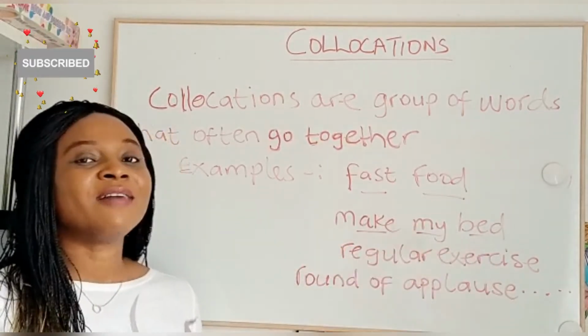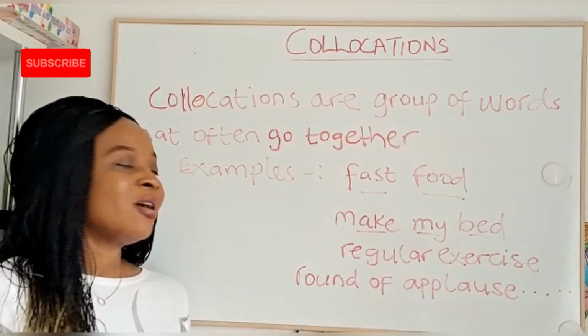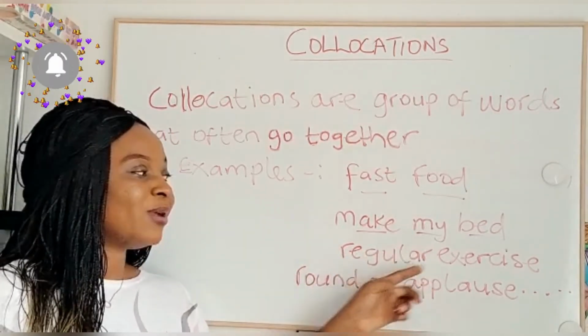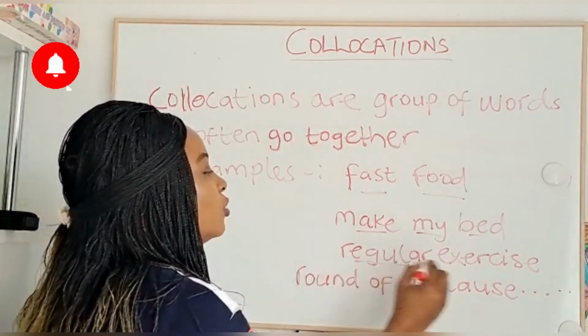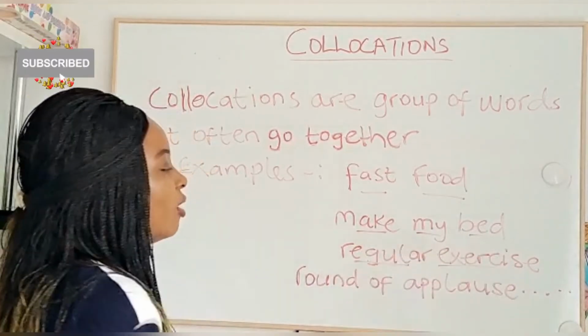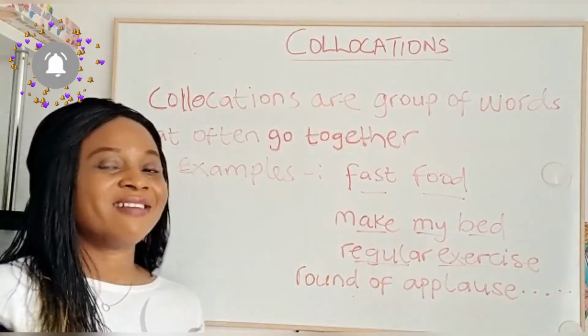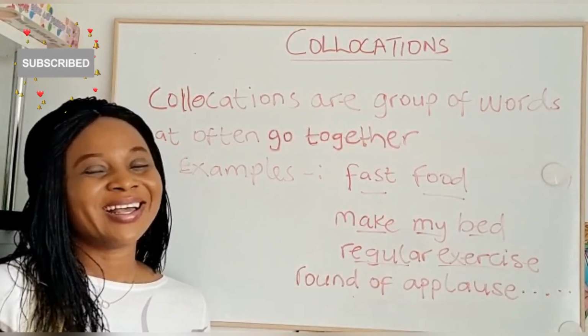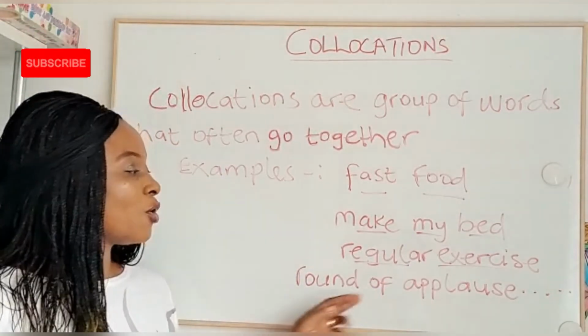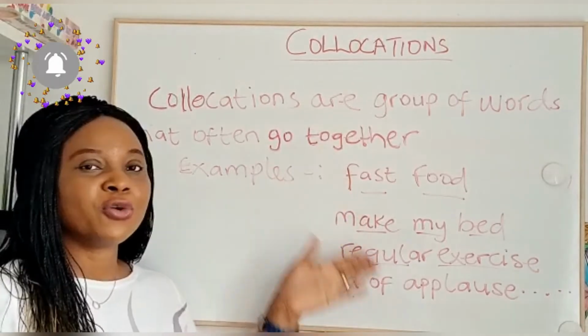We don't say "do exercise daily." I mean, these go together more, "regular" and "exercise." So these are collocations. They are groups of words that go together. We have "round of applause." "Let's give her a round of applause for doing so well." Okay, so these are groups of words that go together, and these are a few examples.